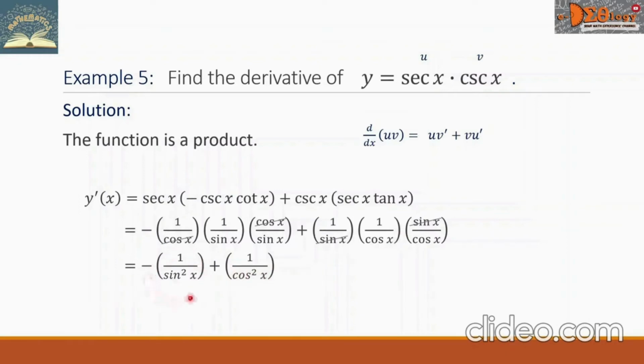Then we simplify again this fraction into its corresponding identity. The 1 over sine square x, we can now write as cosecant square x. So the first term will be negative of cosecant square x, plus this 1 over cosine square x is equivalent to secant square x.